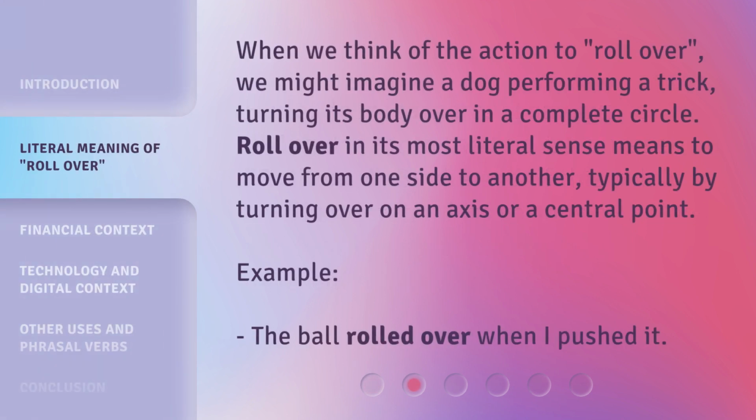When we think of the action to roll over, we might imagine a dog performing a trick, turning its body over in a complete circle. Roll over in its most literal sense means to move from one side to another, typically by turning over on an axis or a central point. Example, the ball rolled over when I pushed it.